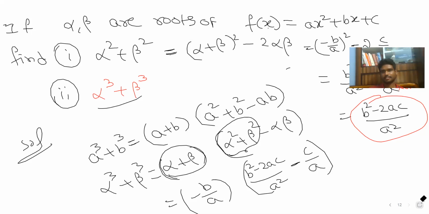Now I will see the same type they will ask. First tell me the product and sum of the roots formula. What is the general equation? The sum of the roots is minus b by a. The general equation is ax square plus bx plus c. This is the general form of a quadratic polynomial.